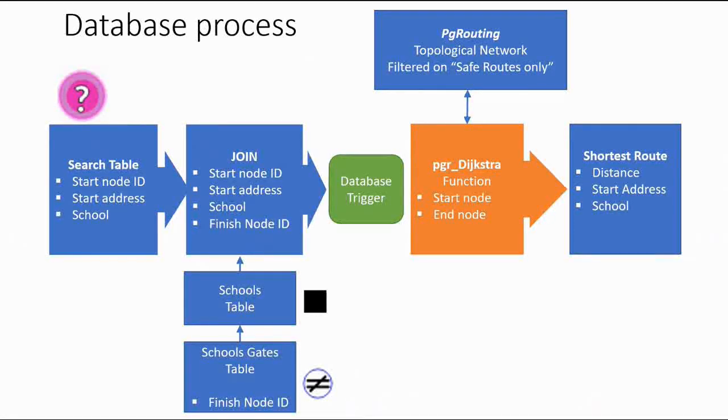The next thing that happens, it takes this information, principally the start node we've got from clicking on the network, and the finish node, which is attached to the school gates, which is all linked through the schools table. It fires a database trigger and passes all that information through to the pgr_Dijkstra function. This is the pgRouting function that's going to use the pgRouting topological network, which is also filtered on just the safe routes. And it's going to calculate the shortest route from the start point to the end point.